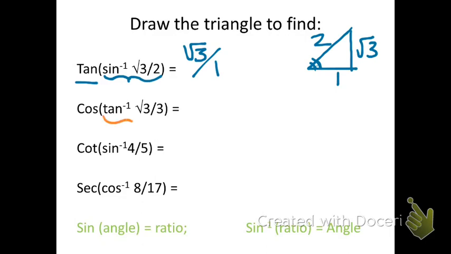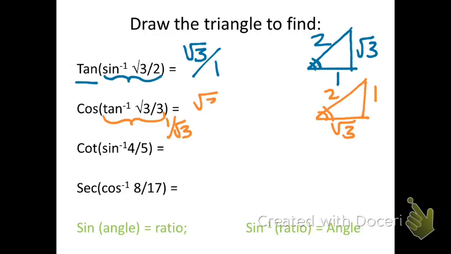So the next one, let's do that in a different color. So we have the cosine of an angle, so what does that angle go within the triangle? Well, inverse tan rad 3 over 3, remember that's the same thing as 1 over rad 3 rationalized. So we have the opposite over the adjacent, which means the hypotenuse will be 2, and the cosine of that is the adjacent over the hypotenuse.